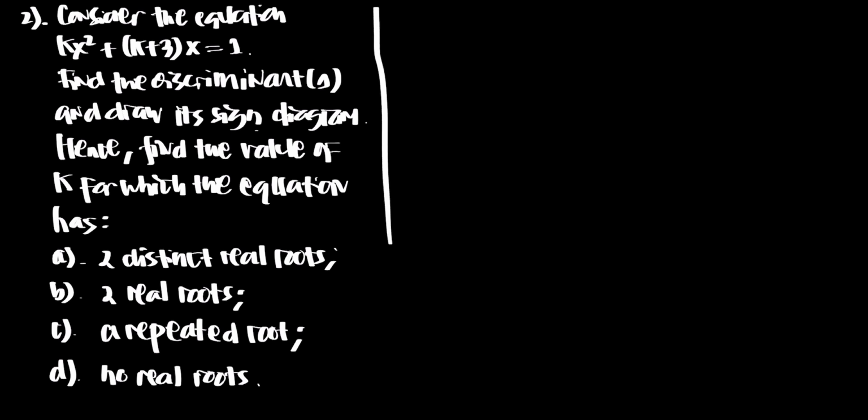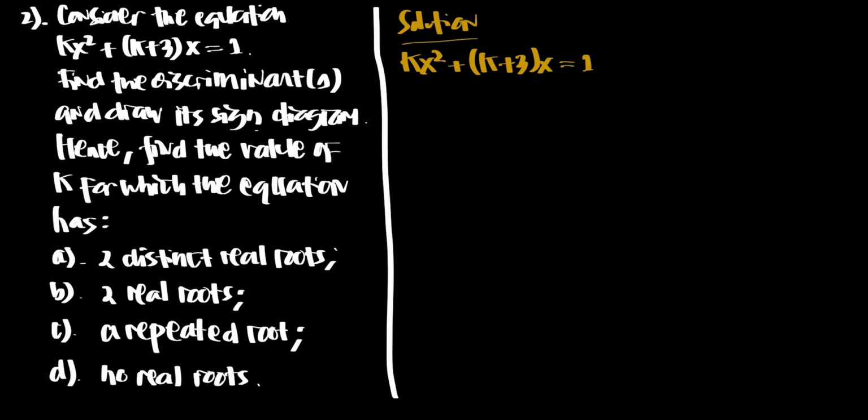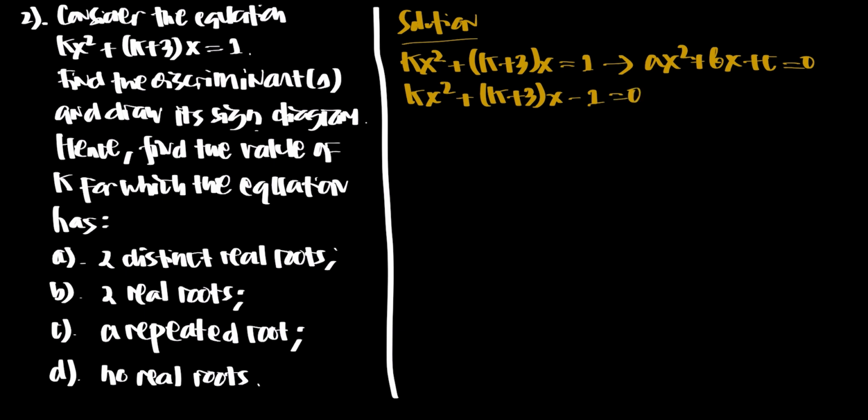Okay, let's do the first one. We have the equation, so the solution. Let me change the color first. As we have the equation kx squared plus (k plus 3)x equals 1, now we have to convert this into ax squared plus bx plus c equals 0. Then we move the 1 to the left side, so kx squared plus (k plus 3)x minus 1 equals 0. So we got that a is k, b equals k plus 3, c equals negative 1.